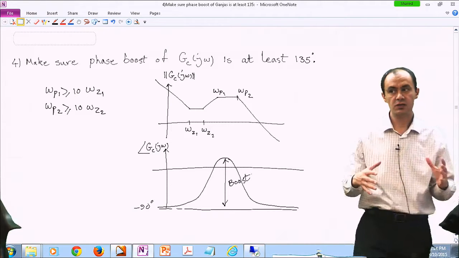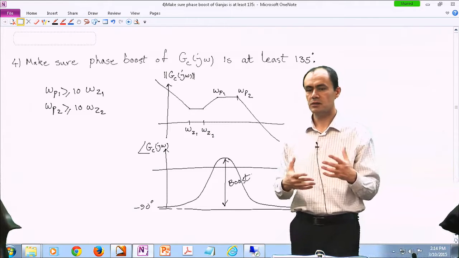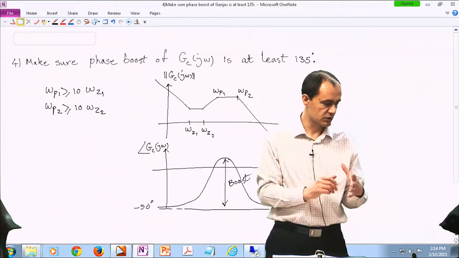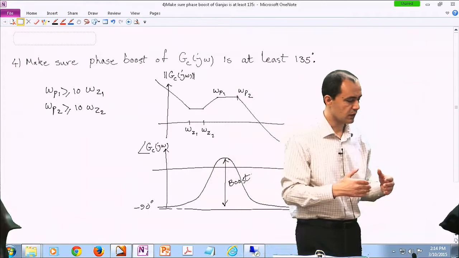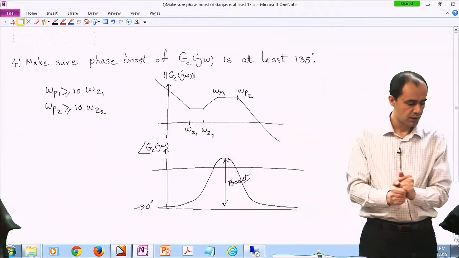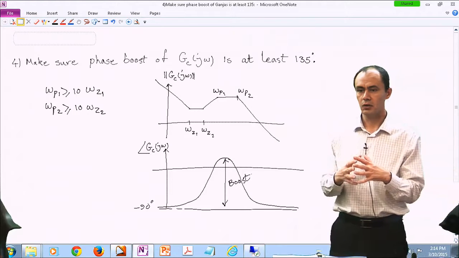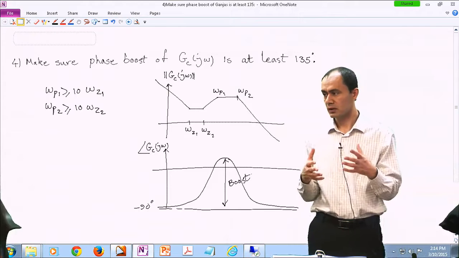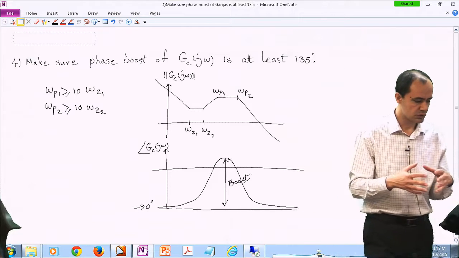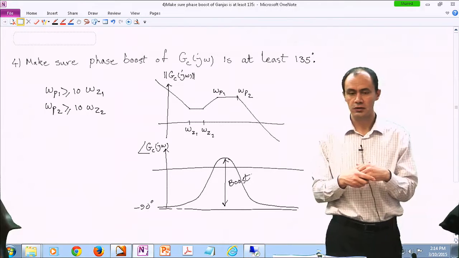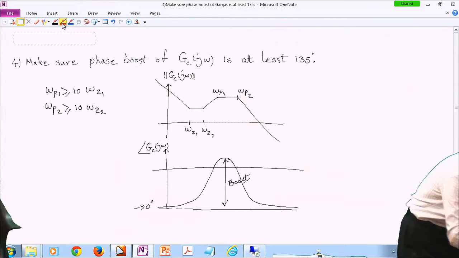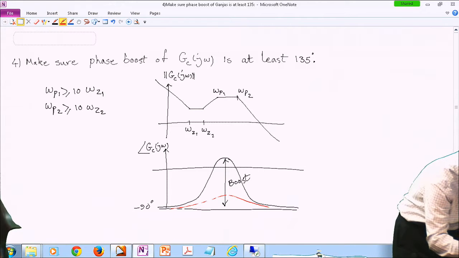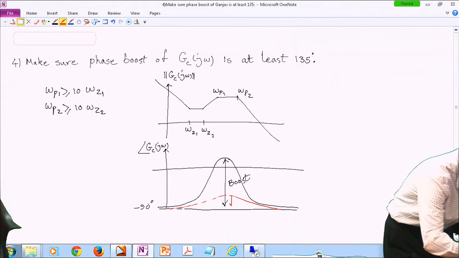Because this G sub C is going to be multiplied by the other elements in your loop gain. In other words, the phase of G sub C is going to be added to the phase of the other components in the system. So if you add some extra phase boost over there, that means you are providing a larger phase margin for the overall loop gain, something like that. So if your zeros and poles are too close to each other, they are already canceling the impact of each other. So, for instance, it may look like this. Okay? So you don't get a lot of phase boost. So this means too close.